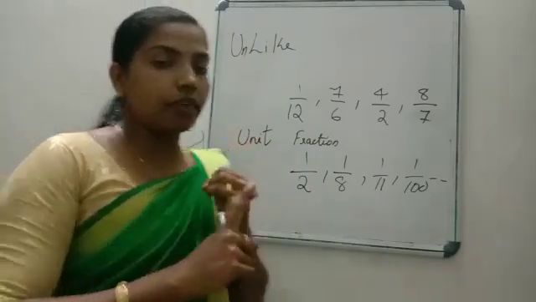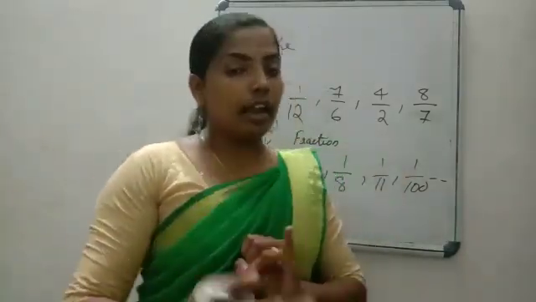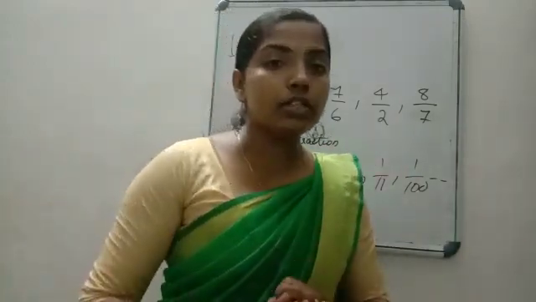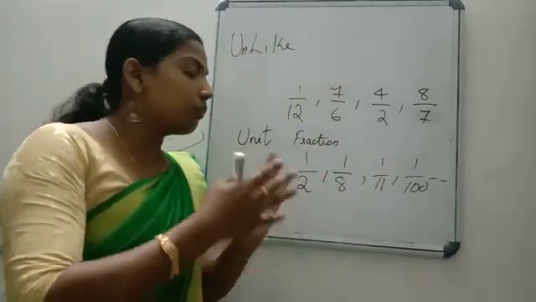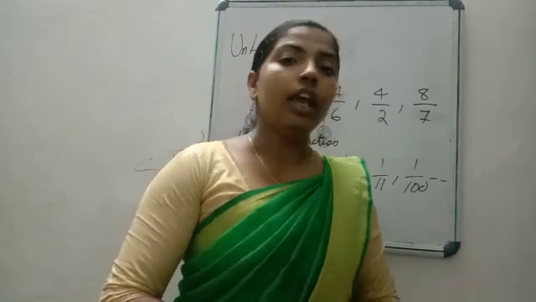So we studied like fraction. Fractions which have the same denominator are called like fractions. Now what is unlike fraction? Fractions with different denominators are called unlike fractions. Now unit fraction. What is unit fraction? A fraction with numerator 1 is called a unit fraction.